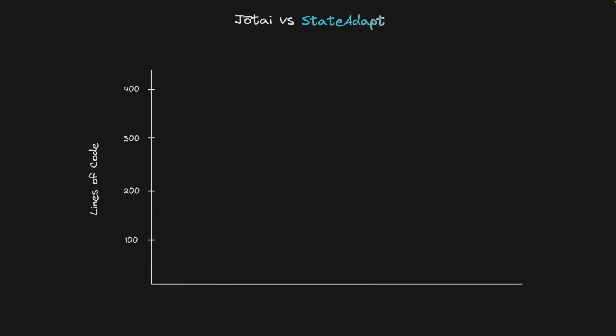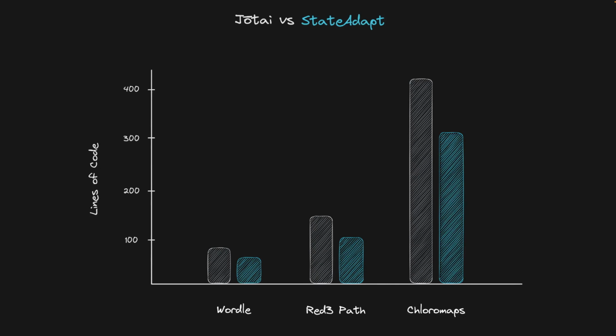I converted three apps from Jōtai to StateAdapt and saw an average reduction of code of 25%. The data flow also became more unidirectional, but I'll talk about that later. So first, the question, how exactly did the code become more minimal?